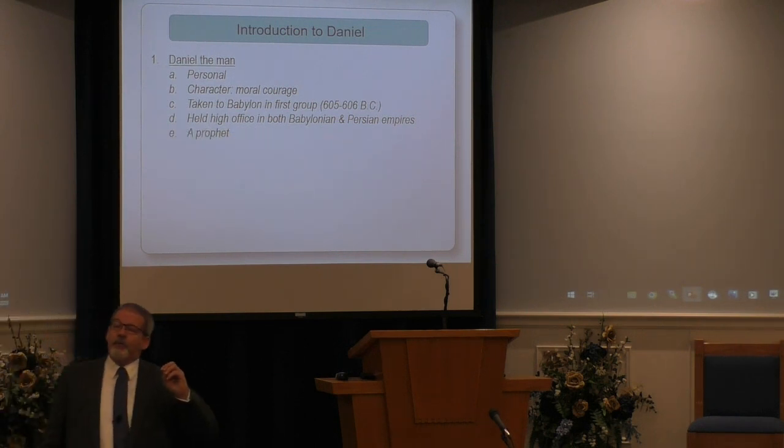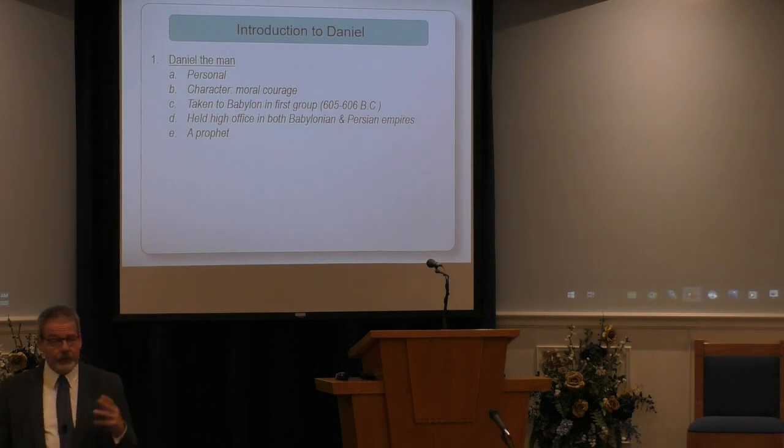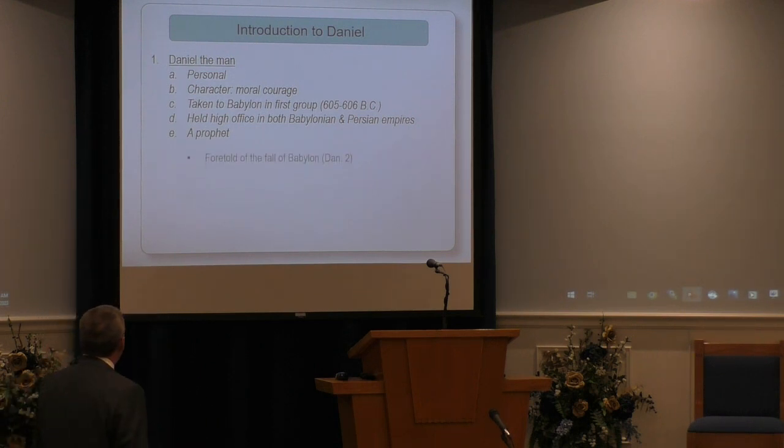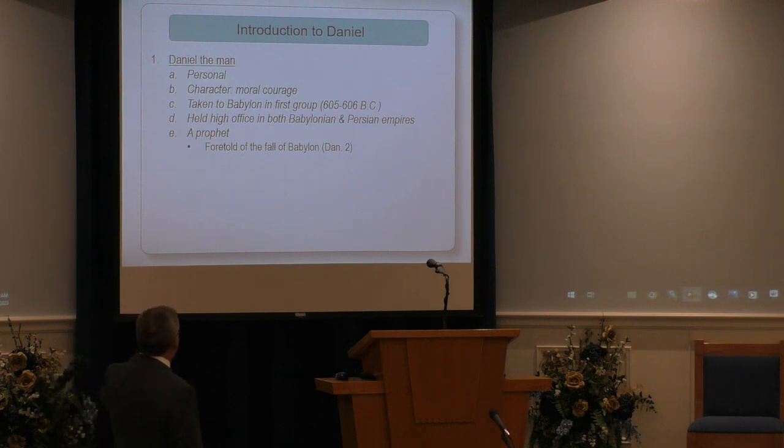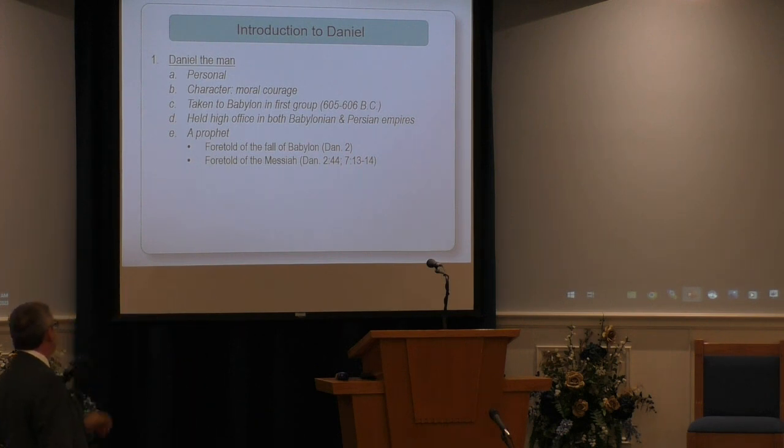He was a prophet. Some have suggested he was more of a statesman than a prophet, and that's going to be obvious as we unfold the book. But he foretold of the fall of Babylon. So he foretold the future. He foretold also of the Messiah coming, chapter 2, chapter 7.